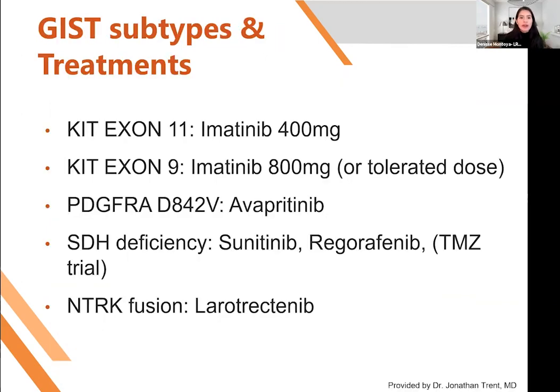So just a little summary of the previous thing. I'm going to quickly go through this. For KIT exon 11, we know Imatinib. For KIT exon 9, 800 mg for only advanced patients. Then we have PDGFRA D842V, Avapritinib, which has FDA approval. Many more clinical trials are coming out for this subgroup. Last, we have NTRK fusion. This is a recent, very rare fusion. We really have very, very few patients that have presented this fusion in our registry, but there is an available treatment for this category.